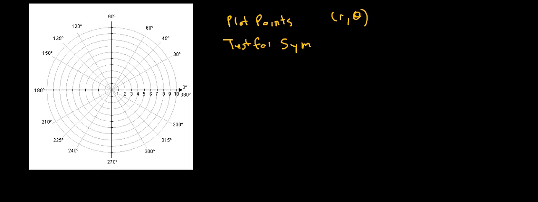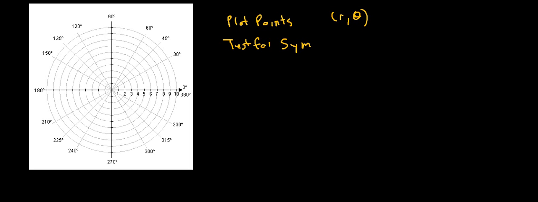Now, in order to save myself some time, what I might do is test for symmetry. So if it's symmetrical with respect to, I don't know, this polar axis right here, and I know it's symmetrical, then I might only graph the points between 0 and pi, or 180. That way I don't have to spend my time plotting these points down here because I already know it's symmetrical. So what are some tests for symmetry?